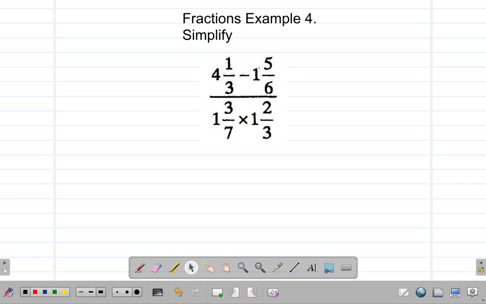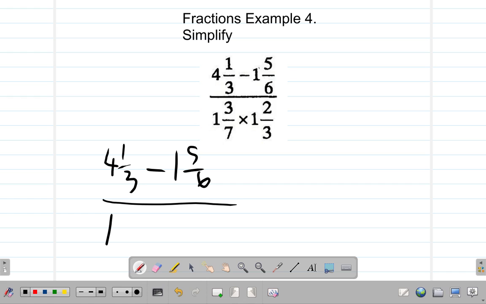All right, you paused the video and simplified it. What did you get as your answer? Let's see what would happen in this case. We have 4 1/3 minus 1 5/6, divided by 1 3/7 times 1 2/3. So go ahead and deal with it now.